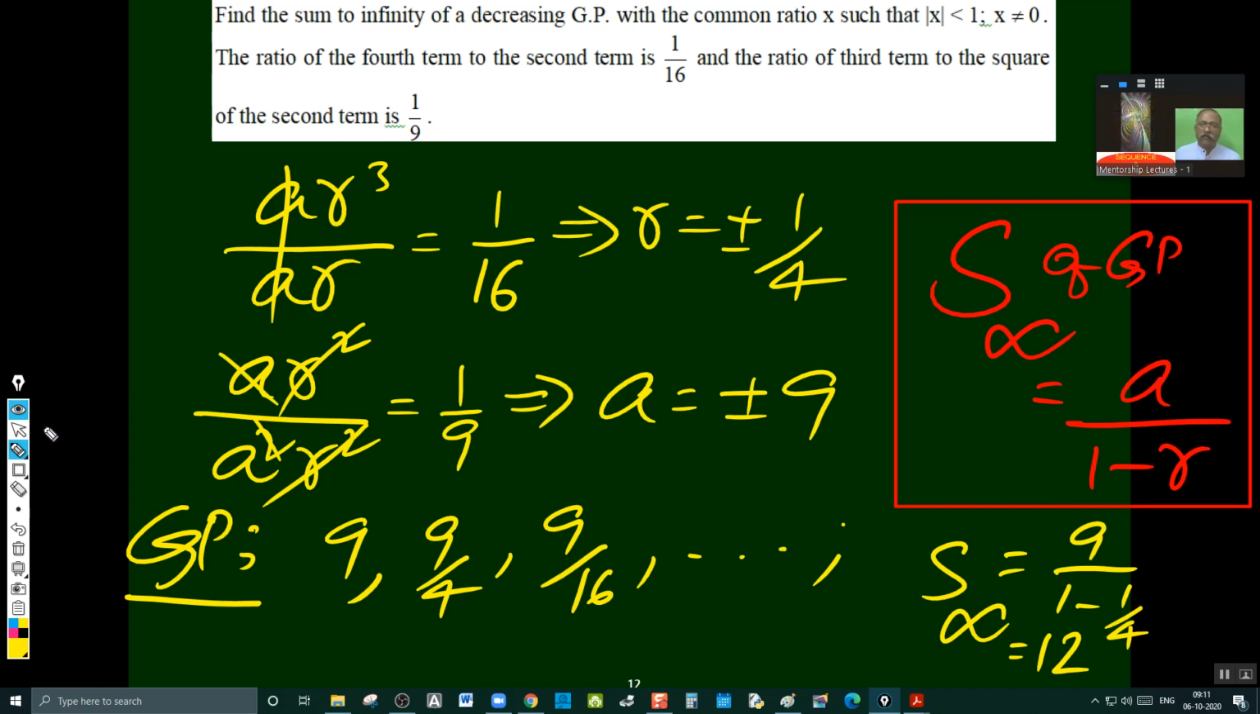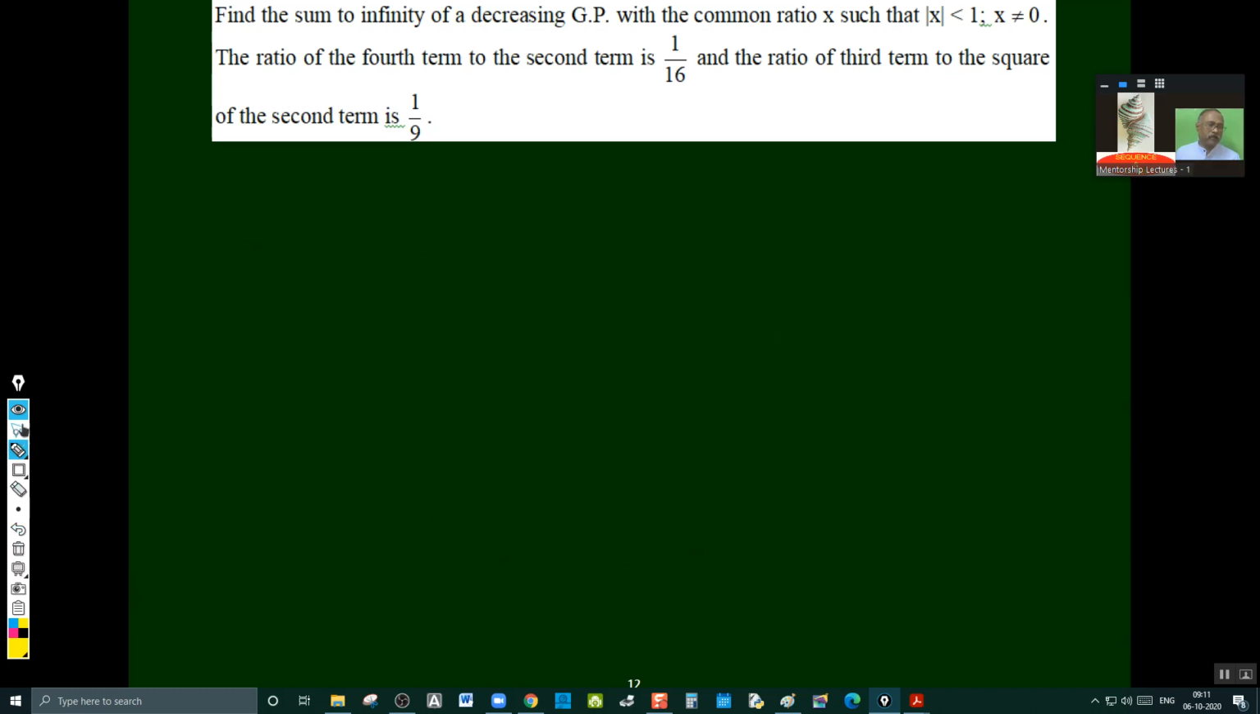Okay, every one of you, if you forget this, remember this. Sum to infinite terms of GP. Done, please. Moving to the next question.